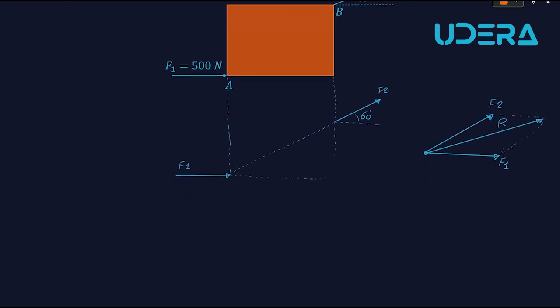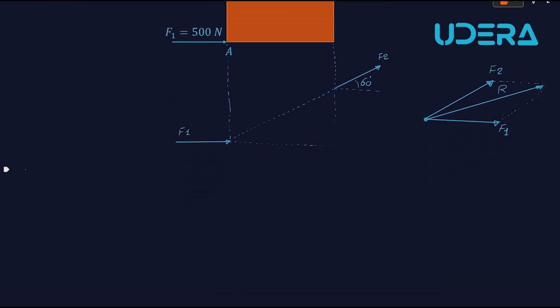So easily I can write down the formula of magnitude: R equals square root of F1 power 2 plus F2 power 2 plus 2 times F1 times F2 times cosine alpha, which here is 60 degrees. The angle between two vectors F1 and F2.